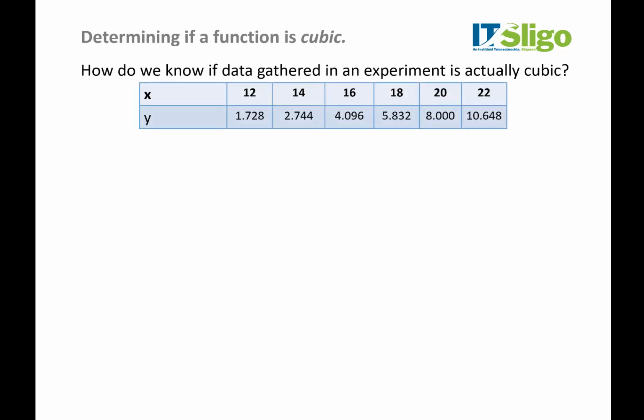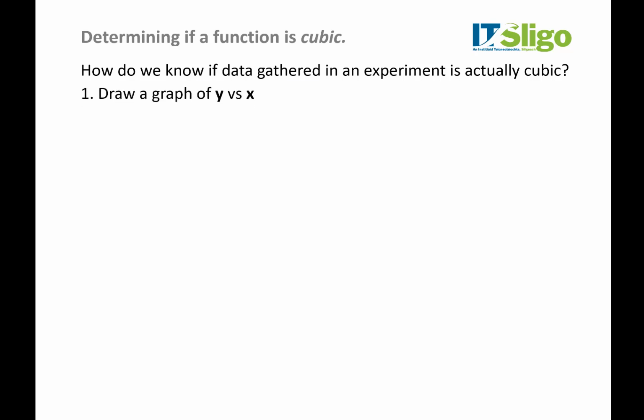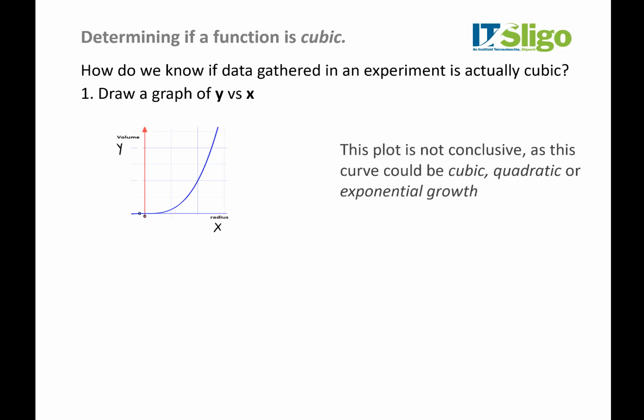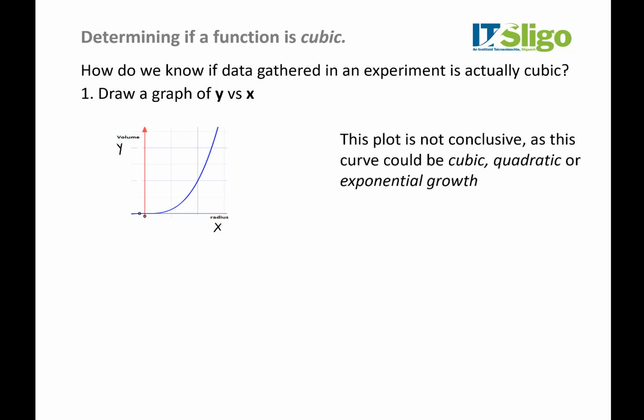So how do we know if data is cubic? Say we've gathered this data here. Note my x values just go from 12 up to 22. And I've done this experiment and these are my measurements. Well, we could just draw a graph, and it's going to look something like this. There's my x, there's my y. But as I said, that's not conclusive. We don't know if it's cubic or quadratic or exponential.